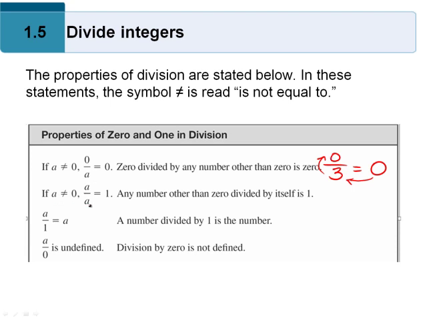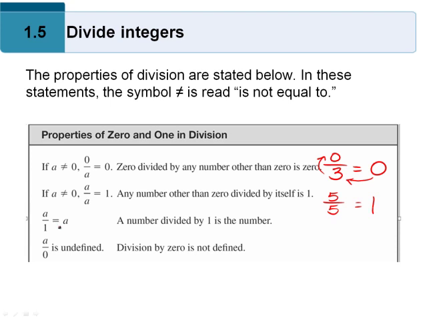Okay, now if we have any number, the second one down here, any number divided by itself, as long as that number is not 0, it's always going to be 1. So something like 5 divided by 5 is always going to give you 1.